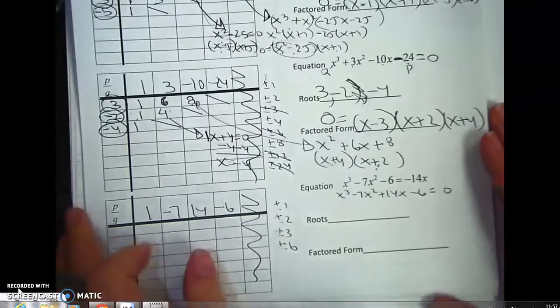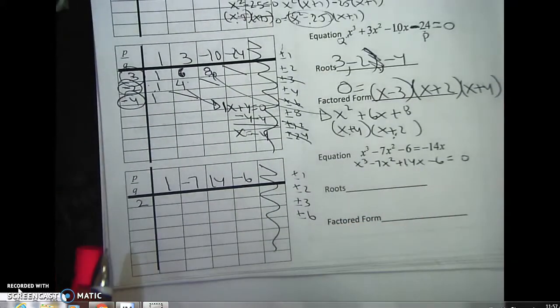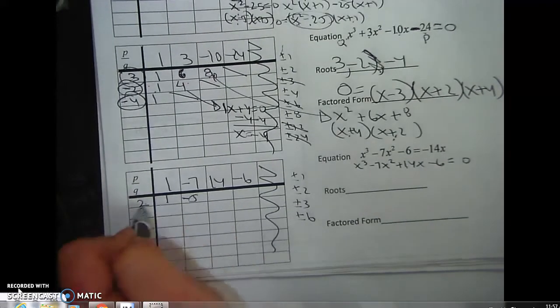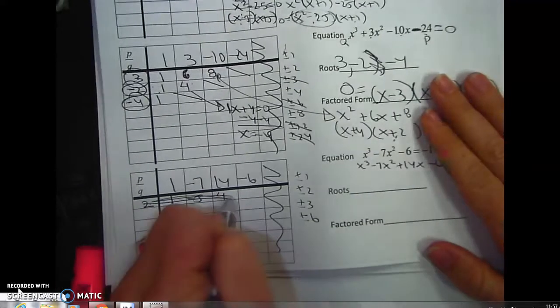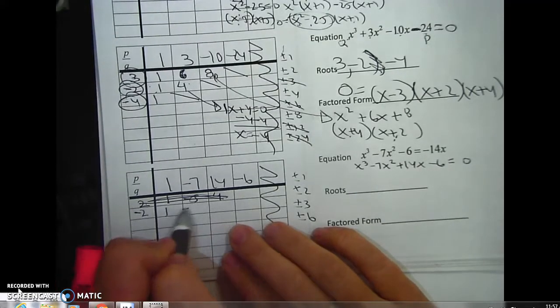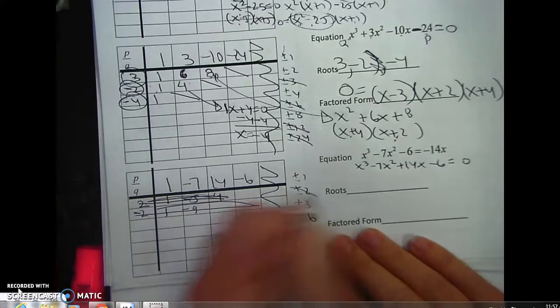Okay. I'm going to try 2 just because 14 and 6 are both divisible by 2. I might not get lucky this time. 2 times 1 is 2, minus 7, negative 5. 2 times negative 5, negative 10. Plus 14 is 4. Nope, doesn't work. Negative 2, bring down the 1. Negative 2, negative 9, 18. I know that's not going to work. So 2 and negative 2 are out.